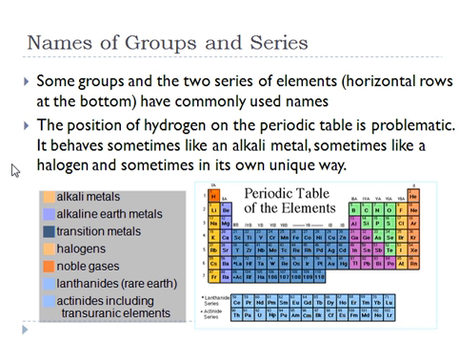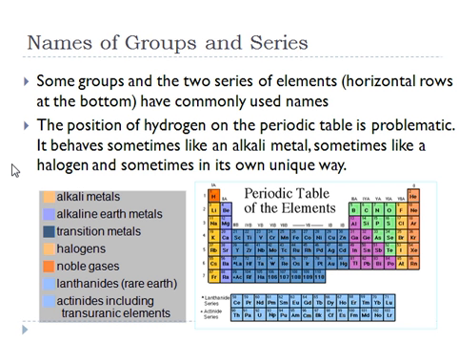Some groups and the two series of elements, which are the horizontal rows at the bottom, have very commonly used names. And the position of hydrogen on the periodic table is problematic. It behaves sometimes like an alkali metal, sometimes like a halogen, and sometimes in its own unique way. So it's sort of in a class all by itself. But what you should have done in class or at some point is actually color in a periodic table and know the different elements that are present.